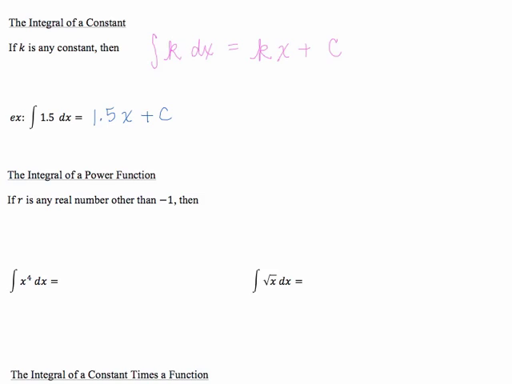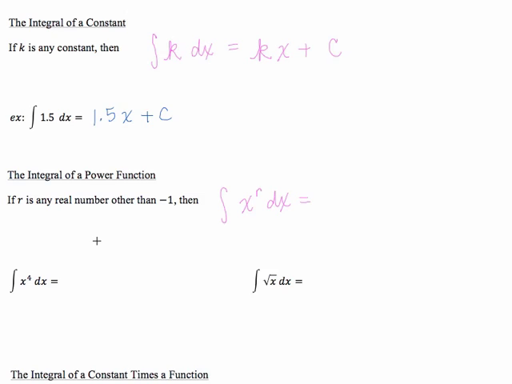Next is the integral of a power function. So if r is any real number other than -1, then the integral of x to the power of r. For this we need a way to essentially undo what's called the power rule in derivatives. The power rule says you bring the power down out front and you decrease the power by 1. We want to go backwards from that.